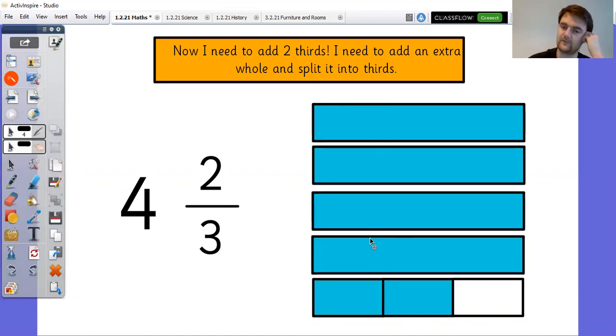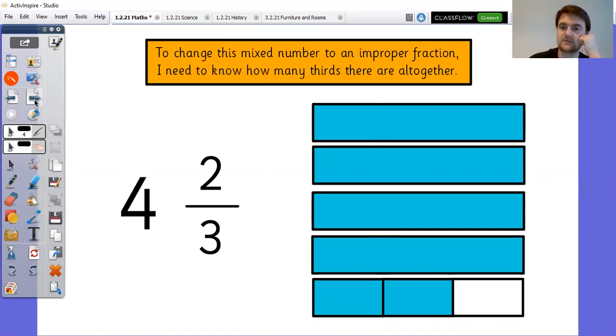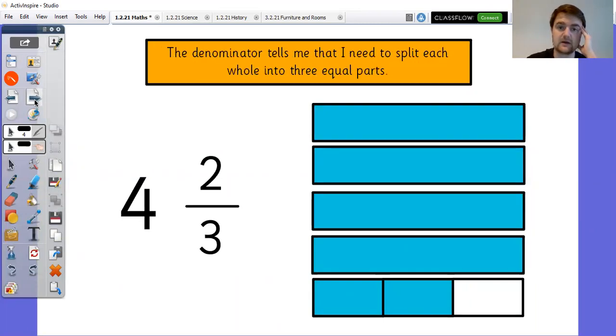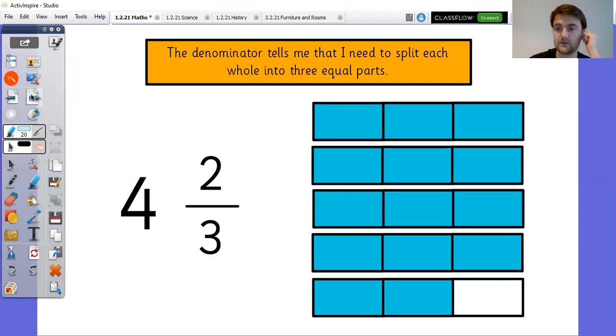So there I've got 4 wholes and 2/3. To change this from a mixed number to an improper fraction, I need to know how many thirds there are altogether, which means that I need to split each whole into thirds. Now I know that a third, if I'm splitting something into thirds, needs to be split into 3 equal parts. So let me split each whole into 3 equal parts.